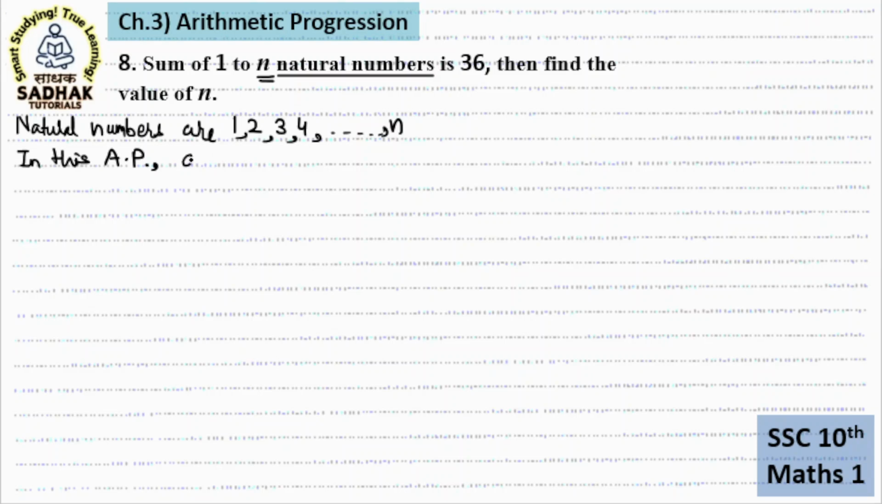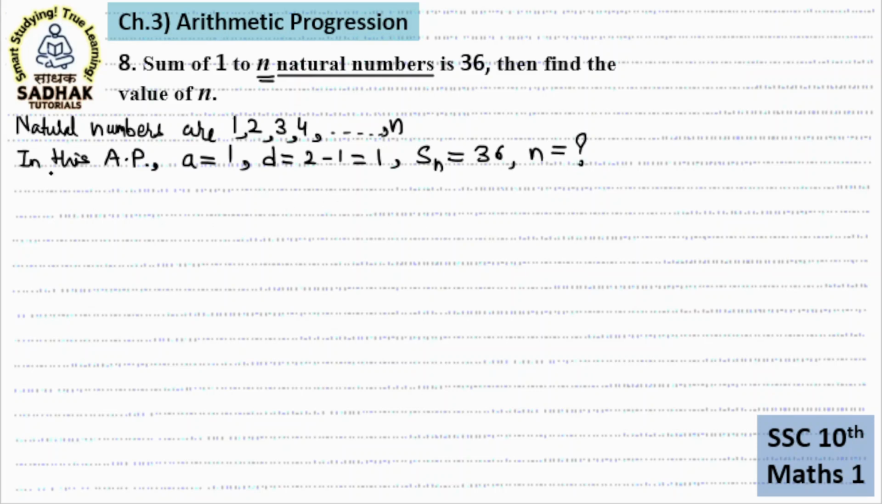In this AP, a, that is term 1, is equal to 1, and d, that is second term minus first term, is 1. And we can see that this difference is common. There's a difference of 1 between all the natural numbers. Fine. In this AP, what information are they giving? The sum of these numbers. So Sn is equal to 36. So we have to find the value of n.